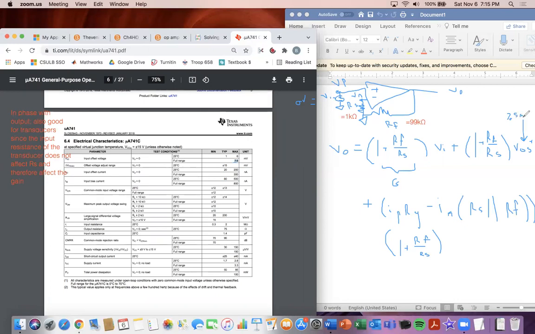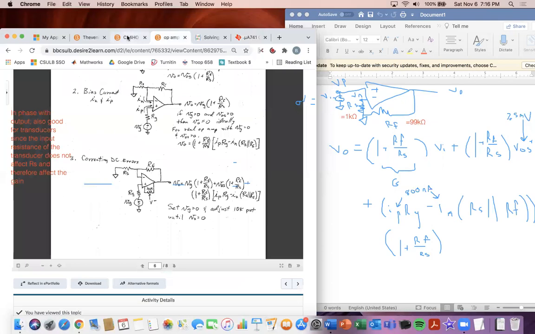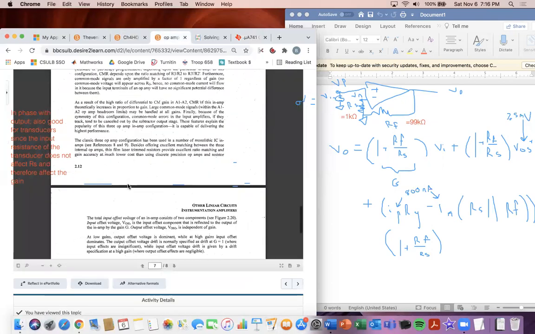And here for the input bias current, that was for the full range 0 to 70 degrees Celsius, it was 800 nanoamps. So here you plug in 800 nanoamps. And then here you would plug in 800 nanoamps for IN as well. And then we know our values for RF was 99K and the value for RS was 1K. Okay, going back to the problem.